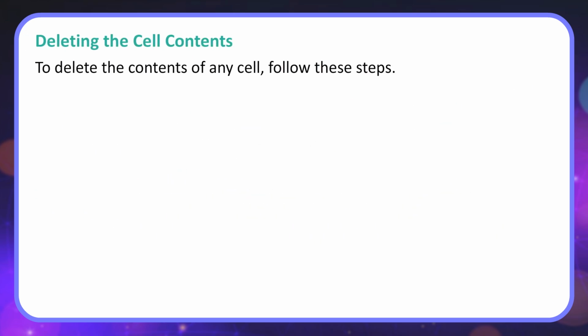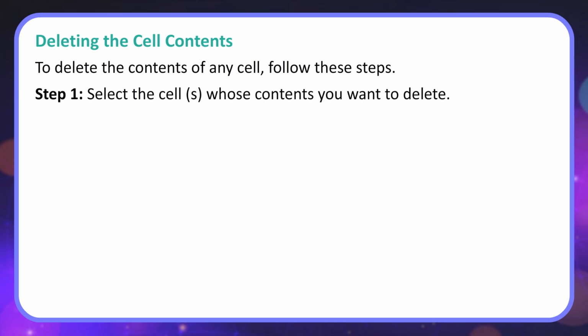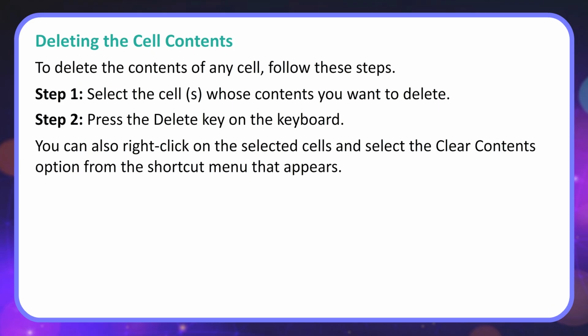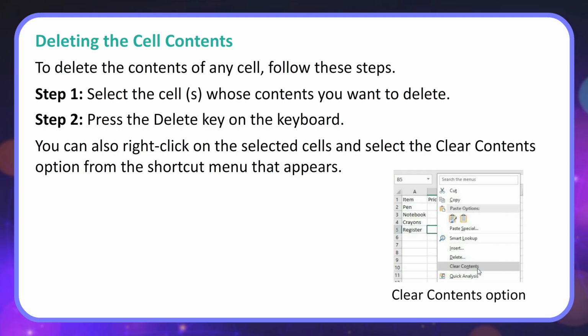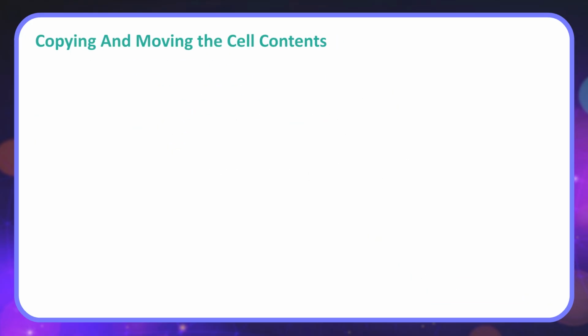Deleting the cell contents. To delete the contents of any cell, follow these steps. Step 1. Select the cells whose contents you want to delete. Step 2. Press the Delete key on the keyboard. You can also right-click on the selected cells and select the Clear Contents option from the shortcut menu that appears.